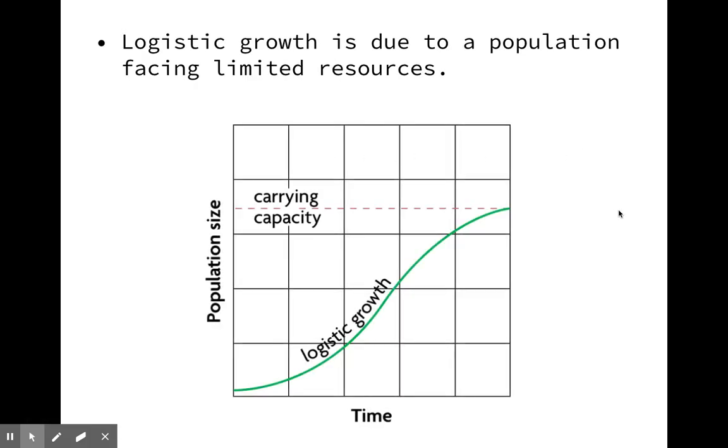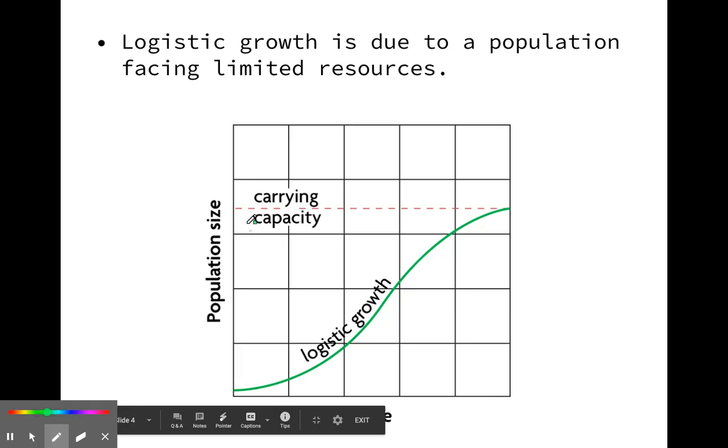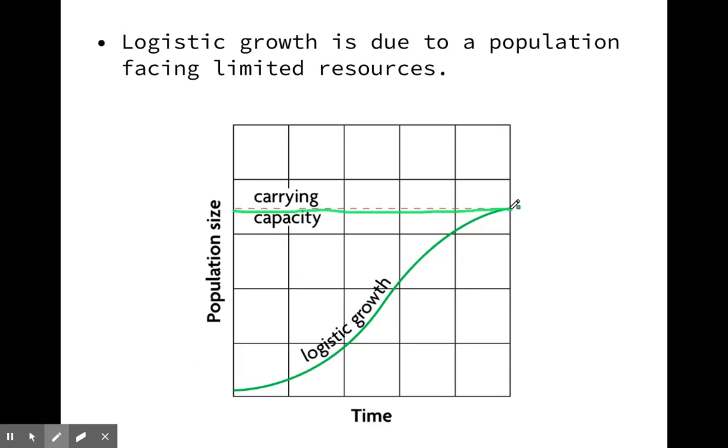Logistic growth, on the opposite hand, is due to a population facing limiting resources. So basically what happens is it reaches what's known as the carrying capacity, as we see here. The carrying capacity is basically the amount of organisms that an area can hold, how much resources are available up until they reach this capacity. So this is known as logistic growth.